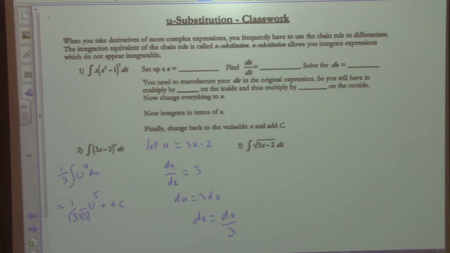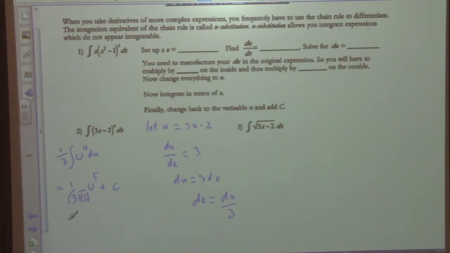Oops, I put 2 pluses there. I'd get an error message from the calculator if I did that. Okay, so now we have 1/15, and we can replace back our u, so sort of our last step here, (3x minus 2) to the 5th, plus C. And so that's the whole thing worked out.